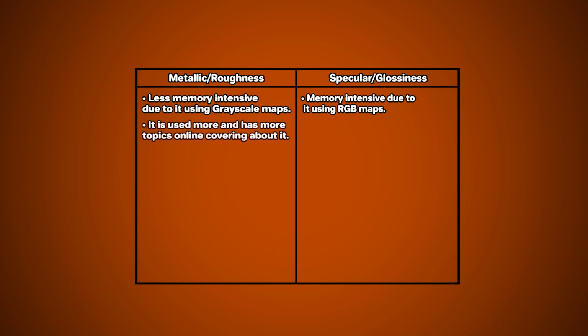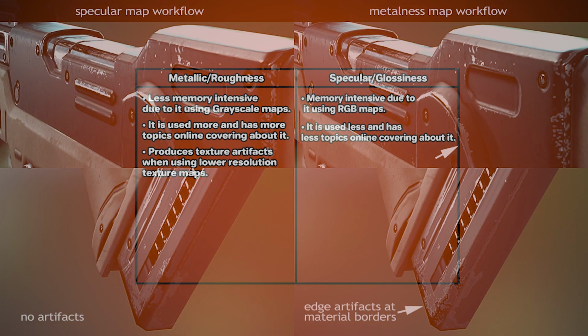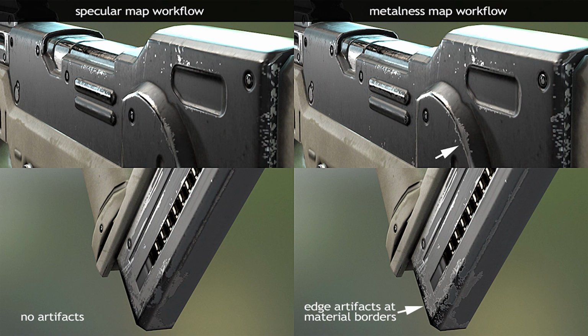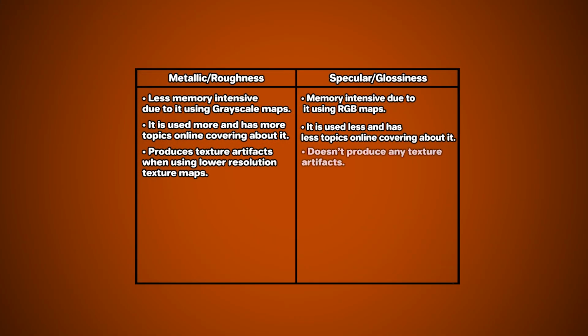Metallic roughness workflow is used more, and has more topics online covering it than the specular glossiness workflow. There's a slight downside to the metallic roughness workflow, which is the texture artifacts. The material transition points cause a white line artifact. This happens on lower resolution texture maps. However, the specular glossiness workflow doesn't produce these artifacts even when using lower resolution texture maps.